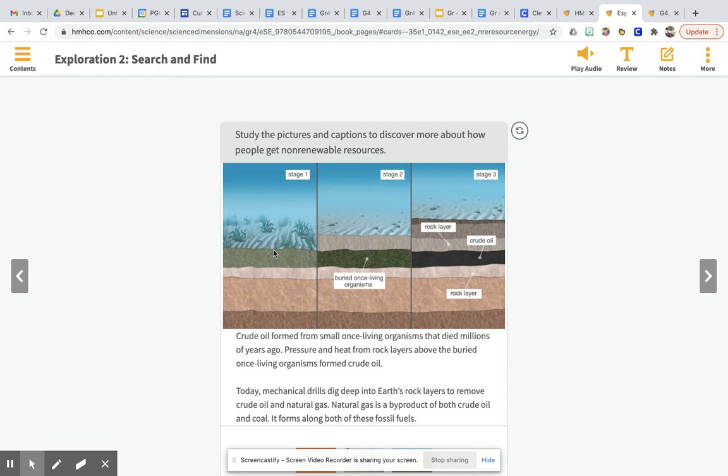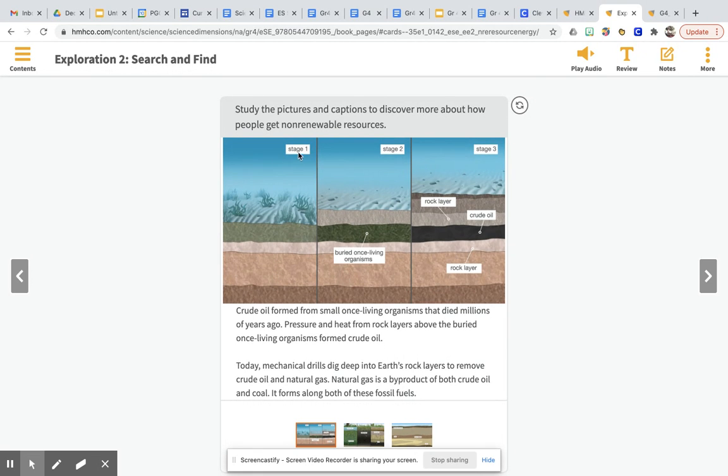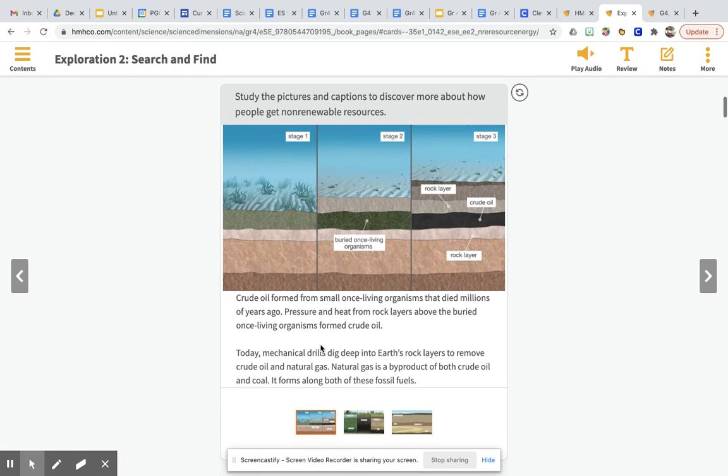And so taking a look at our picture, we've got stage 1, and take a look there and see what that looks like. We've got a stage 2 that now has buried once living organisms, and then a stage 3 that has rock layers, crude oil, and then there's another layer of rock down here. It says crude oil formed from once living organisms that died millions of years ago. Pressure and heat from rock layers above the buried once living organism form the crude oil.